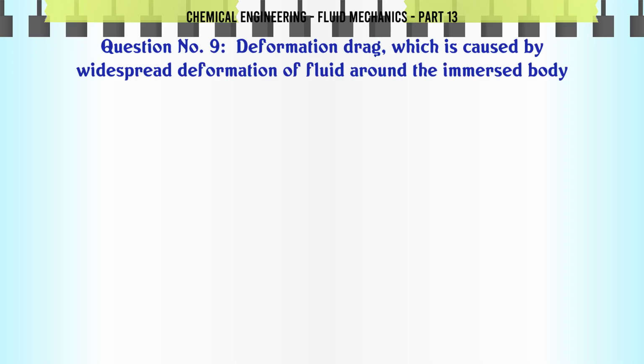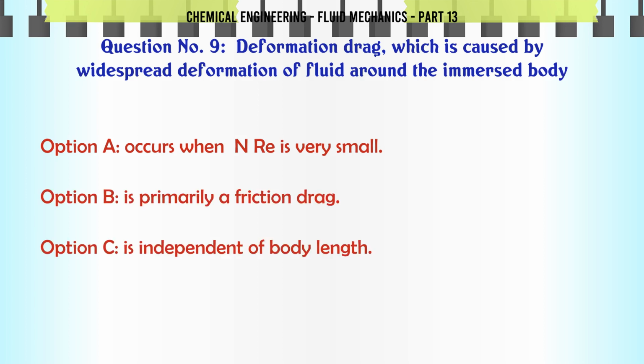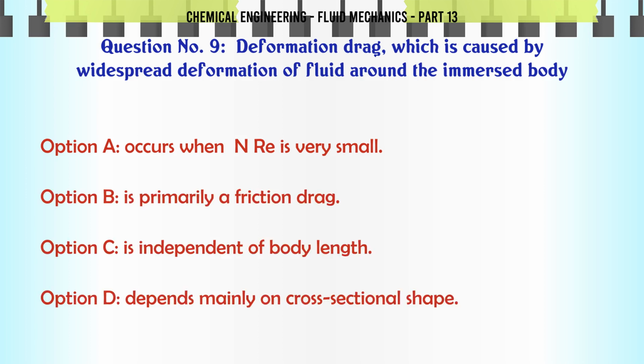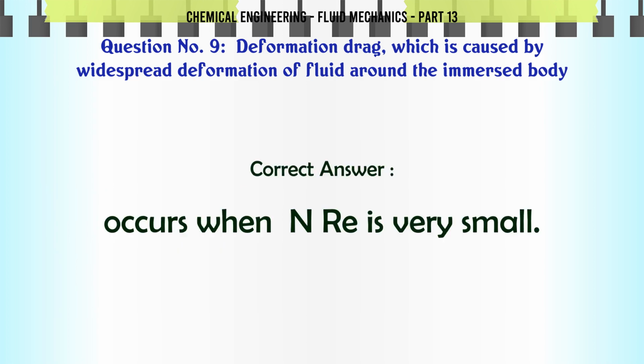Deformation drag, which is caused by widespread deformation of fluid around the immersed body, A. occurs when Reynolds number is very small, B. is primarily a friction drag, C. is independent of body length, D. depends mainly on cross-sectional shape. The correct answer is occurs when Reynolds number is very small.